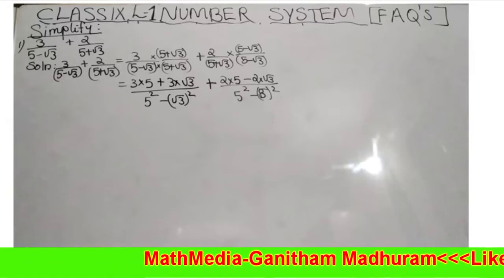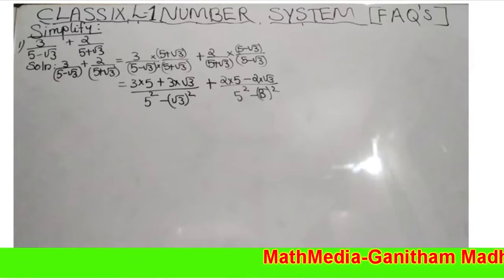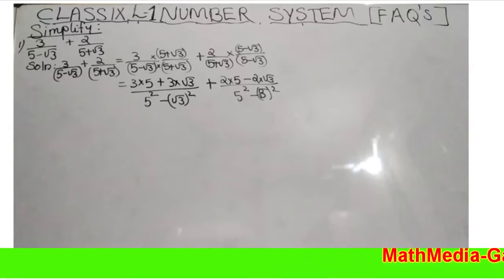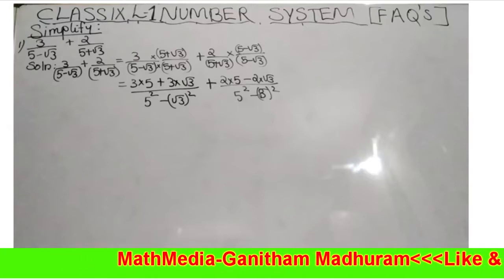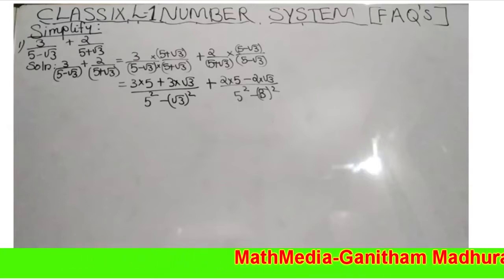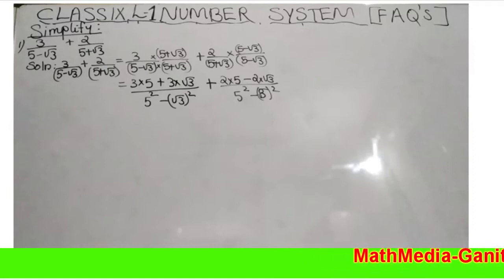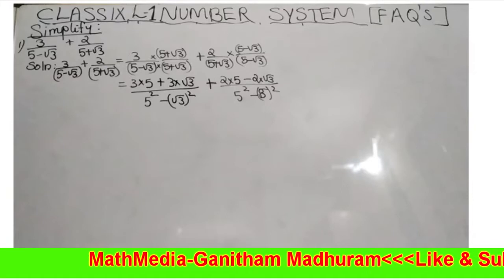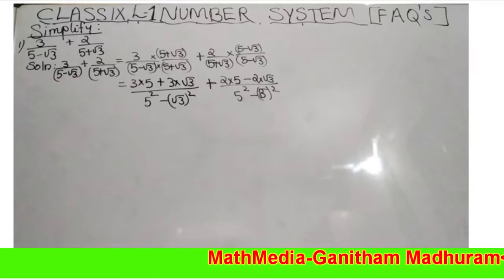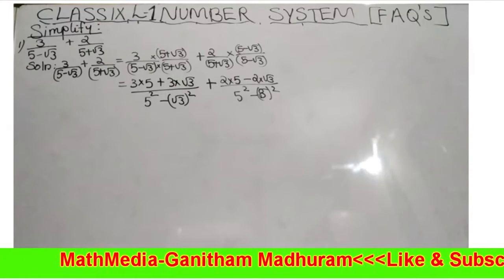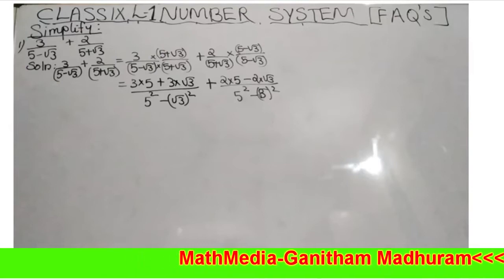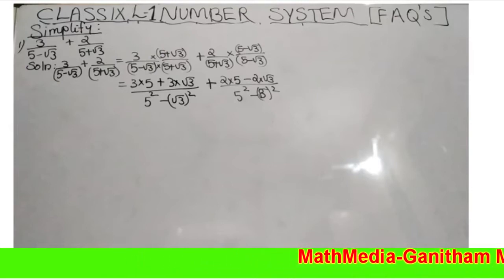Our first term is 3 upon 5 minus root 3. The denominator is 5 minus root 3, so the rationalizing factor is 5 plus root 3. Similarly, the second term is 2 upon 5 plus root 3. Here the denominator is 5 plus root 3, so the rationalizing factor is 5 minus root 3. So the second term should be multiplied by 5 minus root 3.